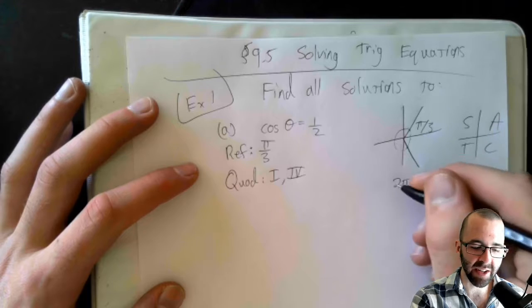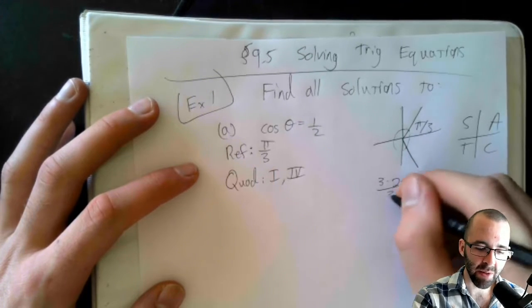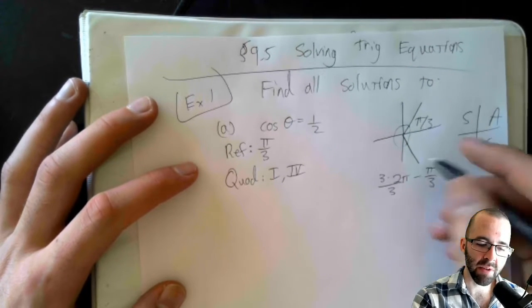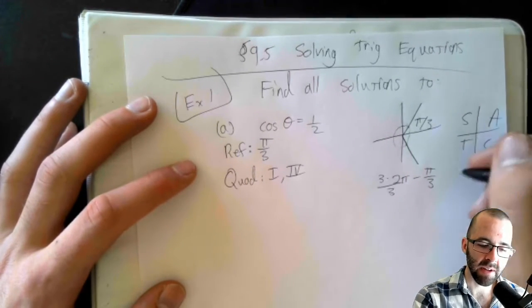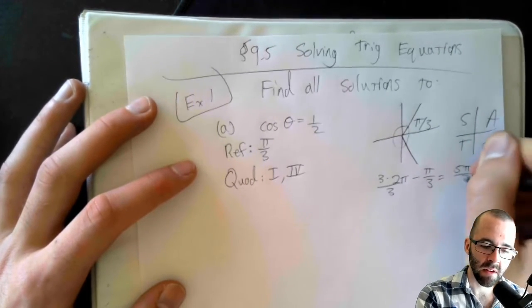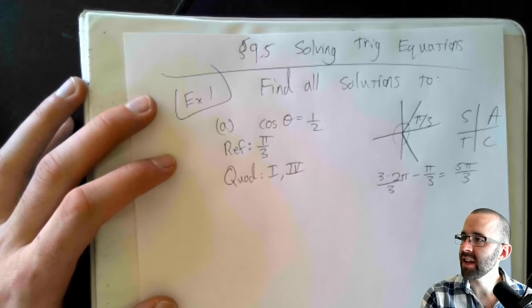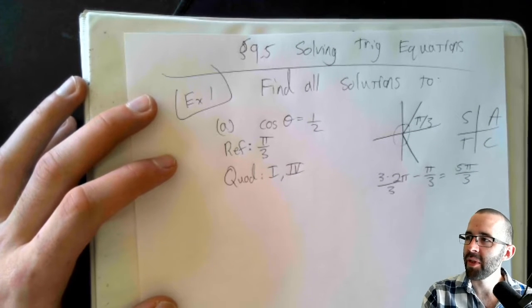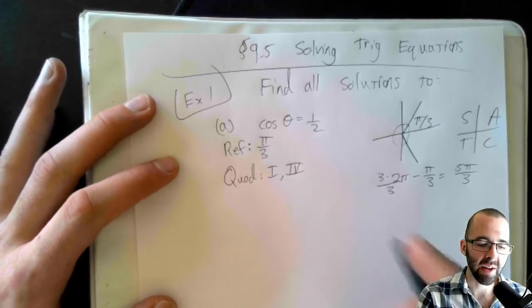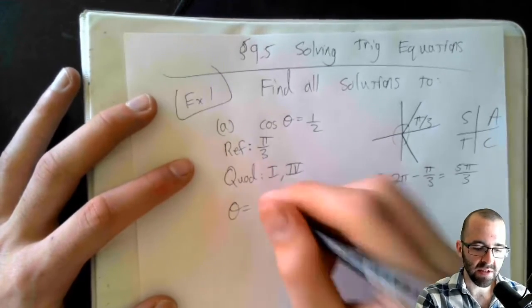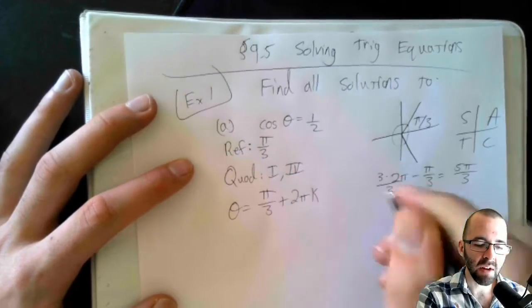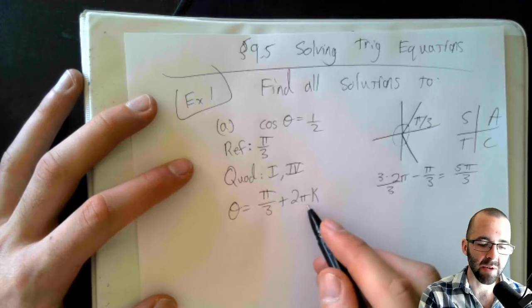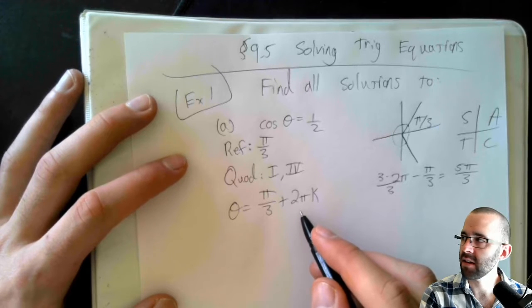So again, to combine these, we need a common denominator. Multiply by 3 over 3. You get 6 pi over 3. 6 pi over 3 minus pi over 3 is 5 pi over 3. Okay? So, we have 2 answers. But there are infinitely many answers, so we just have to add the plus 2 pi k to it. So our solutions are the first one, pi over 3, and every multiple of 2 pi getting added or subtracted to this.